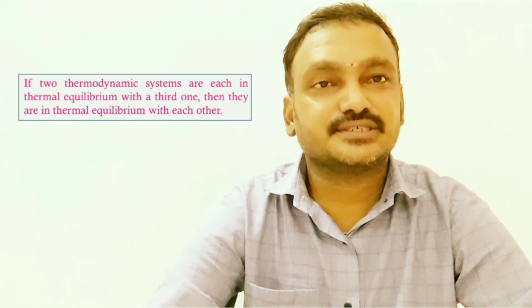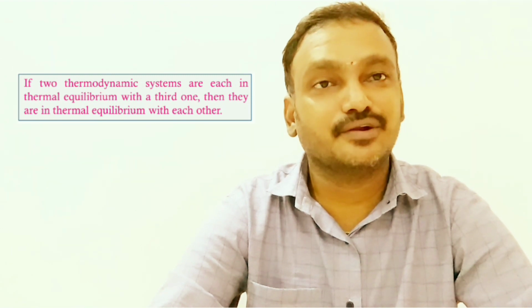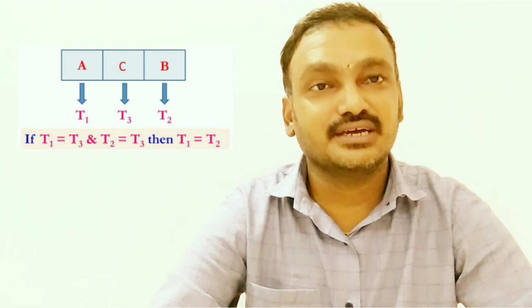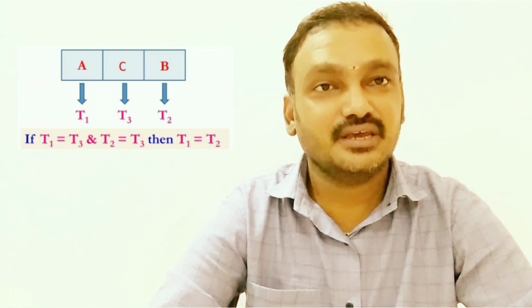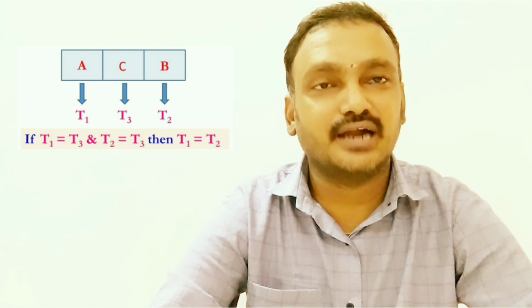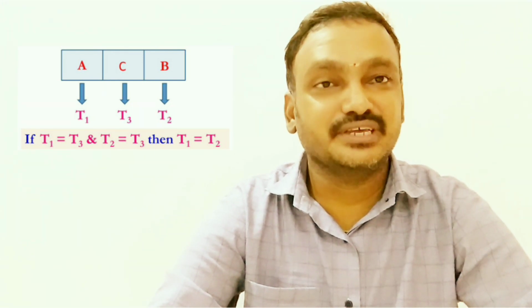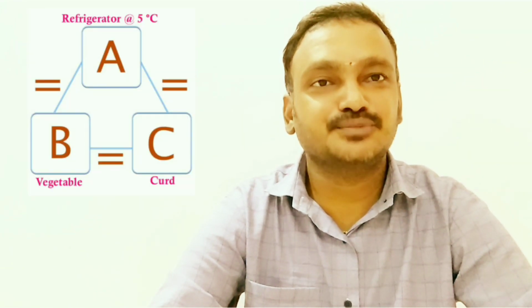Zeroth law of thermodynamics. It states that if two thermodynamic systems are each in thermal equilibrium with a third one, then they are in thermal equilibrium with each other. For understanding the zeroth law, let me consider three systems A, B and C. T1 is the temperature of system A, T2 is the temperature of system B and T3 is the temperature of system C. If T1 is equal to T3, similarly T2 is equal to T3, then automatically T1 is equal to T2.